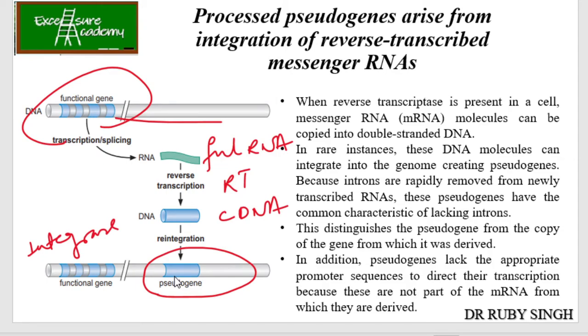Okay. So let's see how exactly this is formed. When reverse transcriptase is present in a cell, mRNA molecules can be copied into double-stranded DNA. That is when a cDNA is formed. Now in rare cases, these DNA molecules can integrate into the genome, creating pseudogenes.